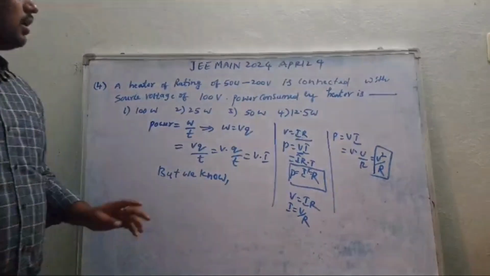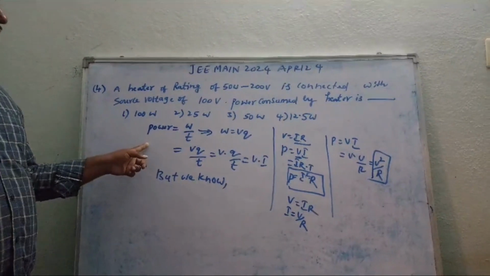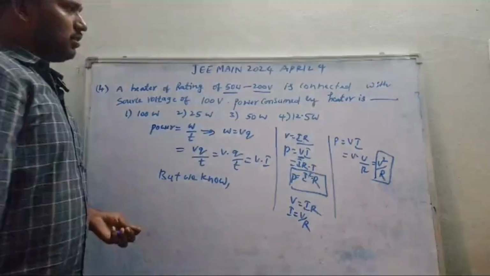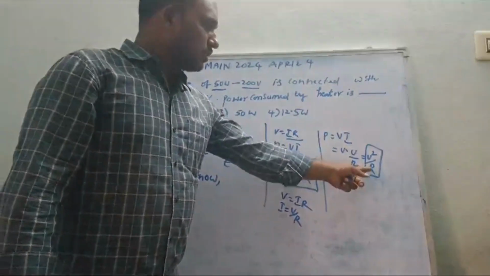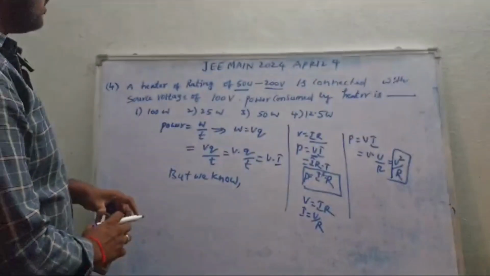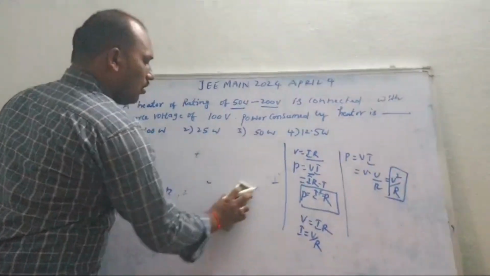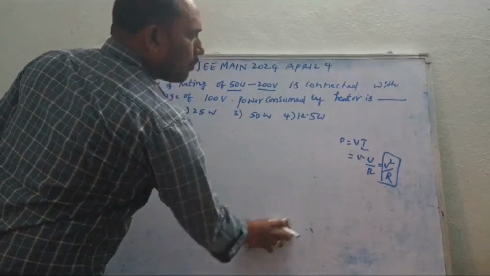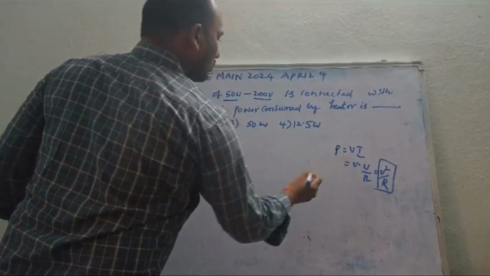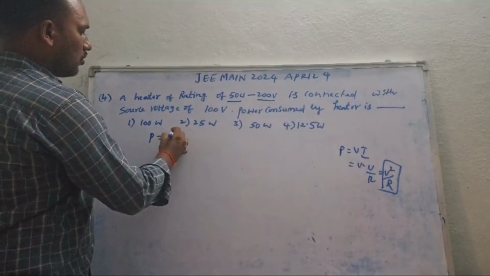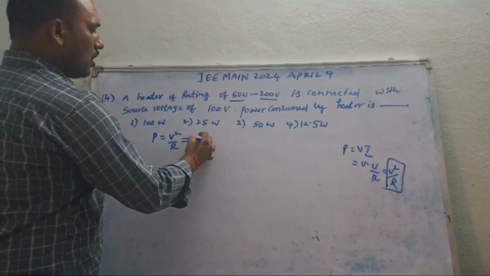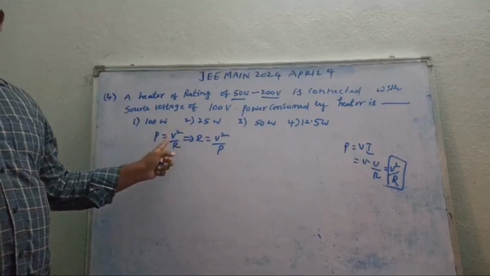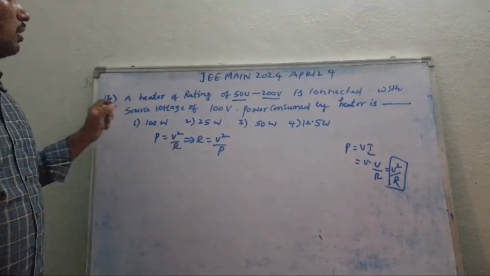According to this logic, we identify which formula suits this context. We have power and we have voltage, and we want to calculate resistance. So I am using the formula P is equal to V square by R. From this, R is equal to V square by P.